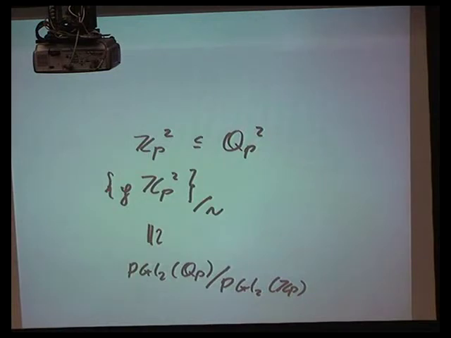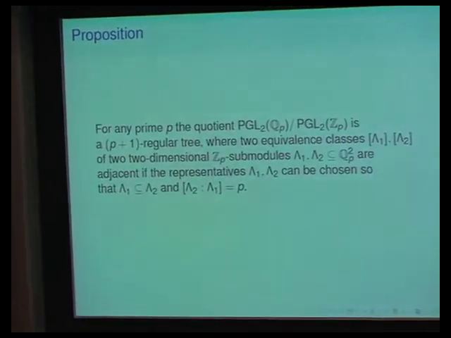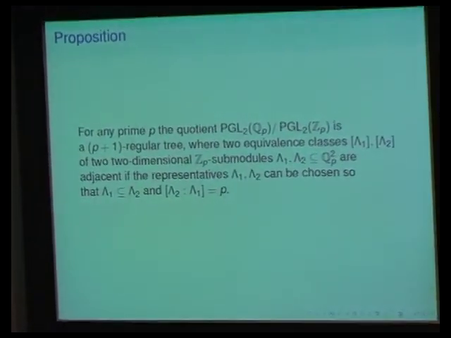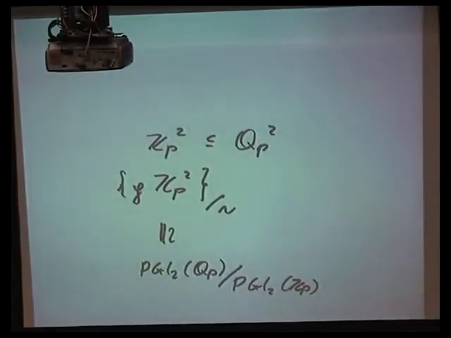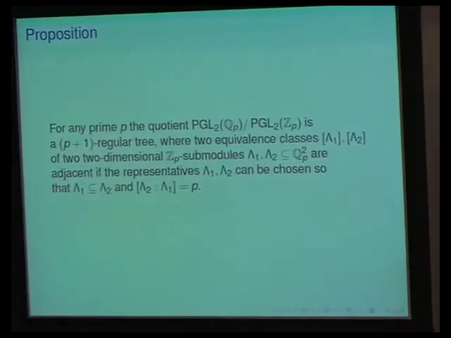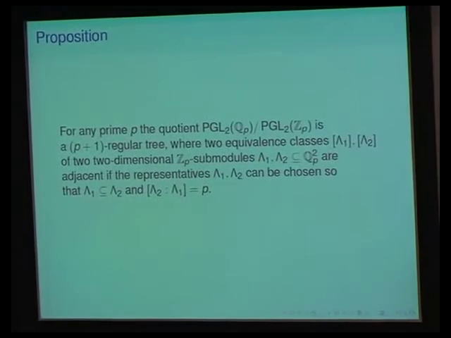So in particular, if I have an element in this quotient, then I can think of it as an equivalence class of such CP submodules. And I'm considering two elements, and I want to know whether they are adjacent in my tree structure. I'm claiming I have a tree, so I need to ask when are two equivalence classes adjacent? Well, they are adjacent if I can choose the representatives so that one is an index p subgroup of the other.